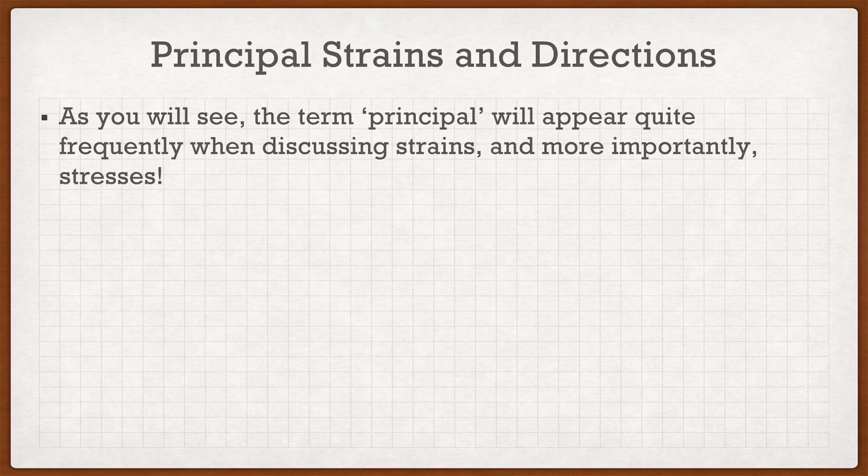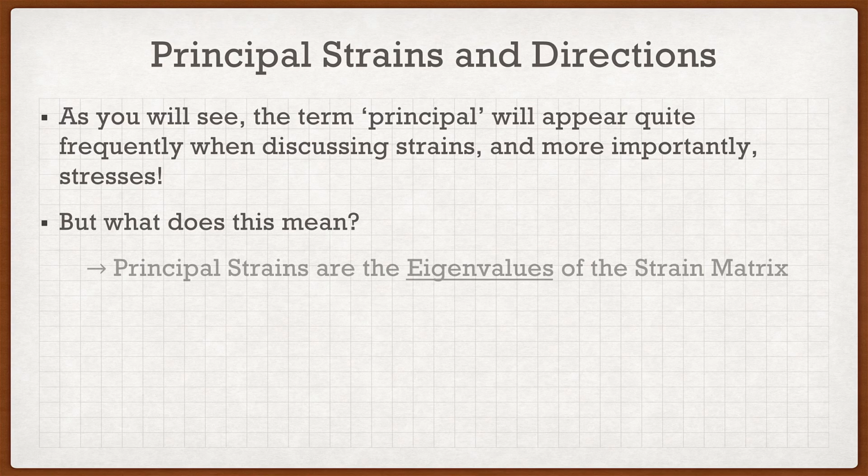All right, so let's talk about the first question, which is principal strains and directions. As you will see, the term principal will appear quite frequently in this course because not only does it apply to strains, it also applies to stresses. And you're saying, okay, Clayton, what exactly does that mean? Well, the principal strains are the eigenvalues of the strain matrix. And as you will see later on, the principal stresses are the eigenvalues of the stress matrix. So whenever you see principal, eigenvalues should be associated with it in your head.